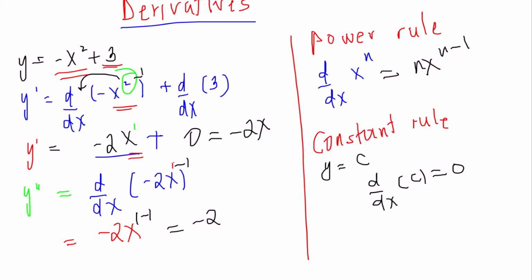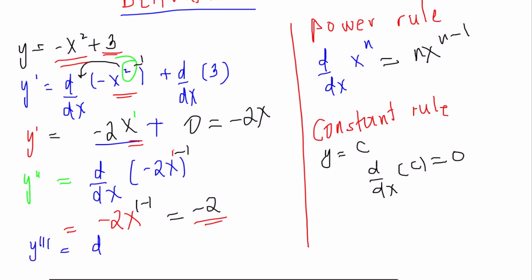or even here -2. If you want to go and find the third derivative, that is y triple prime. If you want to find y triple prime here, it is just going to be d all over dx of -2, and since it is a constant, it's just going to be 0. Okay, so that is it.